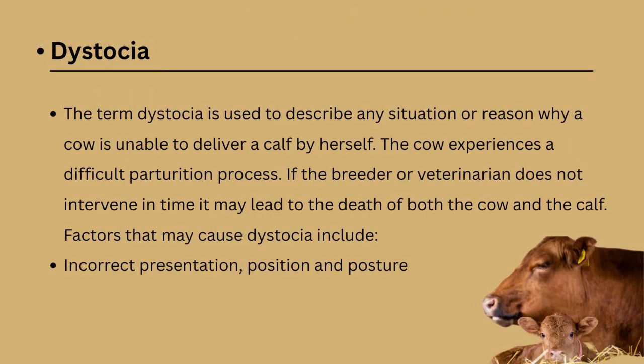Dystocia. The term dystocia is used to describe any situation or reason why a cow is unable to deliver a calf by herself. The cow experiences a difficult parturition process. If the breeder or veterinarian does not intervene in time, it may lead to the death of both the cow and the calf. Factors that may cause dystocia include incorrect presentation, position and posture.